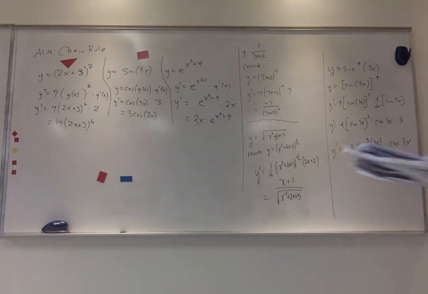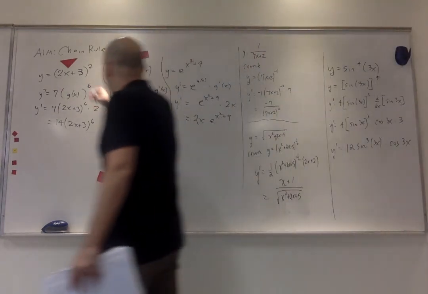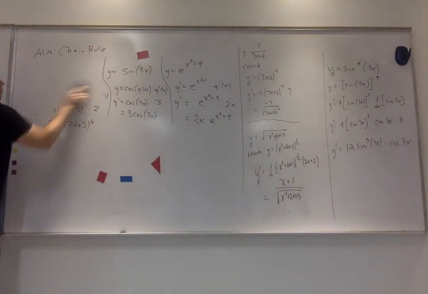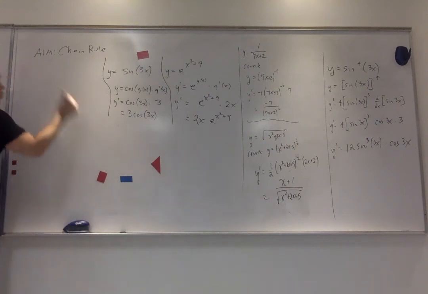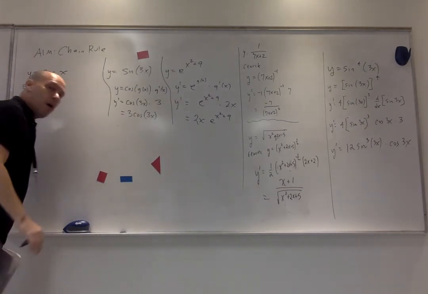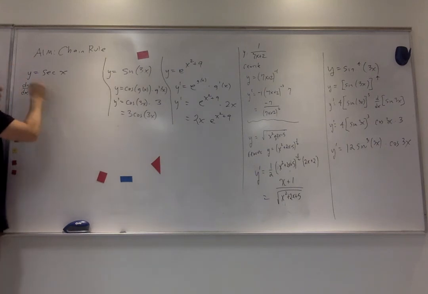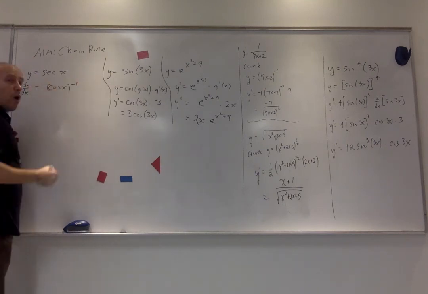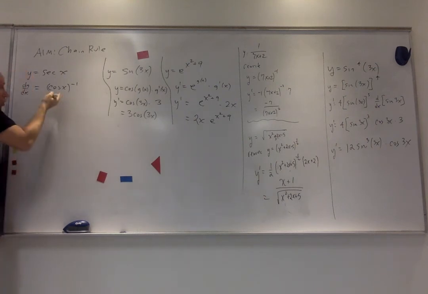Oh, and then the book introduces these. This is kind of interesting. They ask you now, if y equals secant x, find dy dx. This is just a notation for the derivative. How are we going to find the derivative? Well, I'm going to write this as cosine x to the negative 1. And then you just use the chain rule.